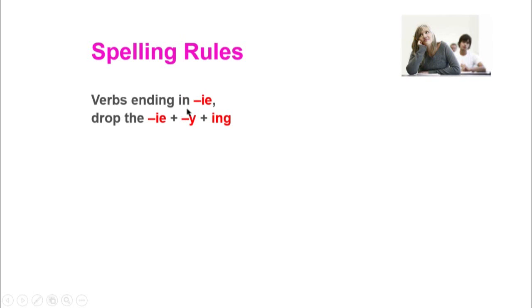Another spelling rule: we have some verbs ending with IE, like lie and die. Whenever a verb ends with IE, I have to turn IE into Y, then add ING. So lie becomes lying, and die becomes dying. I hope this is clear for you.